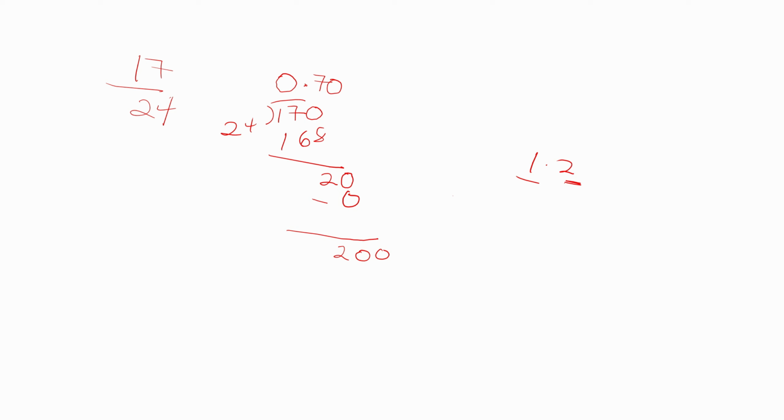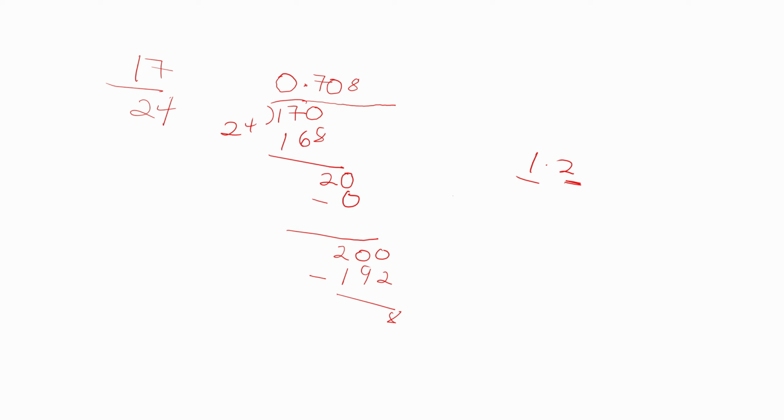Now 24 can go into 200 how many times? 24 times 9 will give us 216, but 24 times 8 will give us 192. So we put 8 here. Note the numbers we are putting up here. We are putting the numbers that we multiply with. So 24 times 8 will give us 192. We are going to do another subtraction, and we'll get 8.